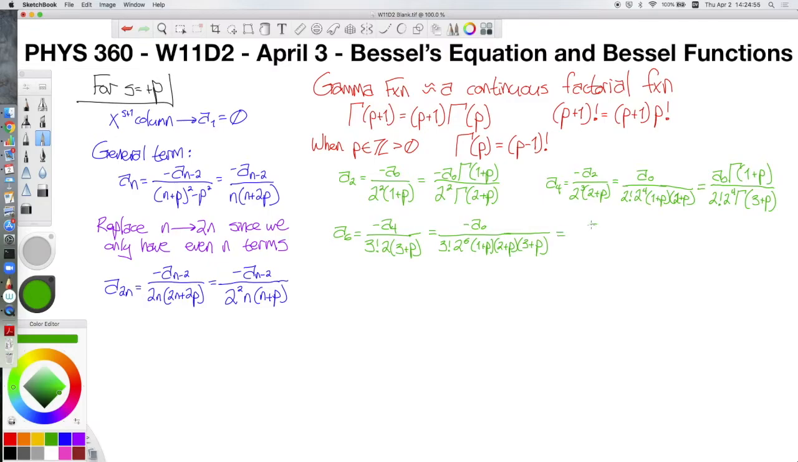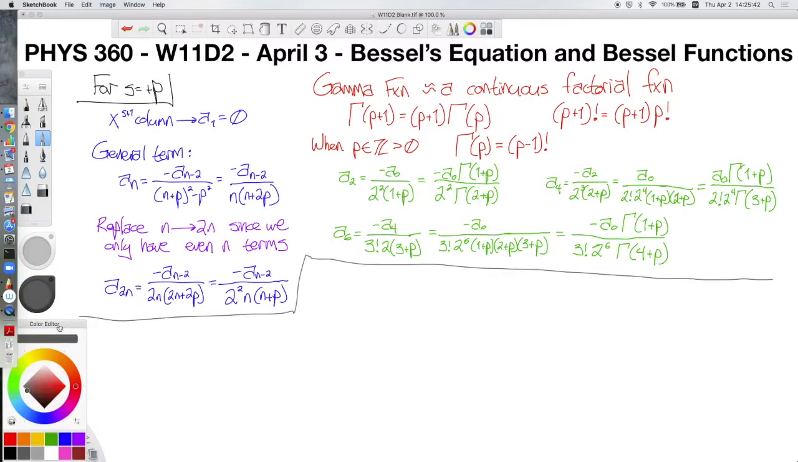Because we get the following for A6: negative A0 divided by 3 factorial times 2 to the 6th. And then on the numerator, we have a gamma function of 1 plus p. And in the denominator, we have a gamma function of 4 plus p. So I'm kind of hoping that the pattern is starting to become a little evident now, and that we can start to write out the overall form of this series.